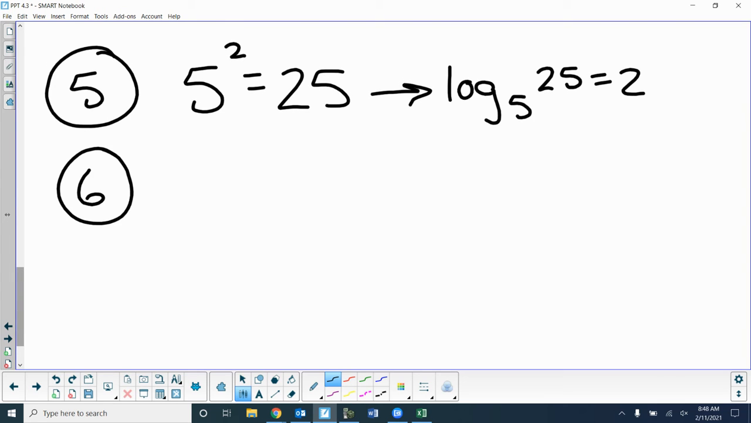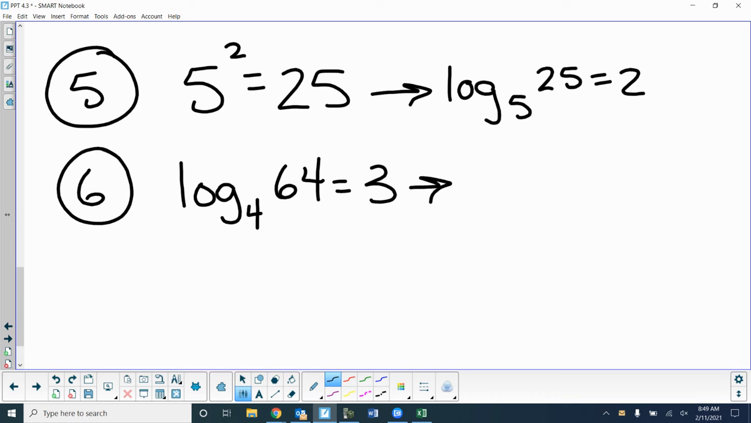All right, number 6, we're going the other way. We have log base 4 of 64 equals 3. So Brandon, what's the exponent problem that goes with it? 4 to the third power equals 64. Very good, sir. All right, let's not miss those. Those are like gimmies, right?